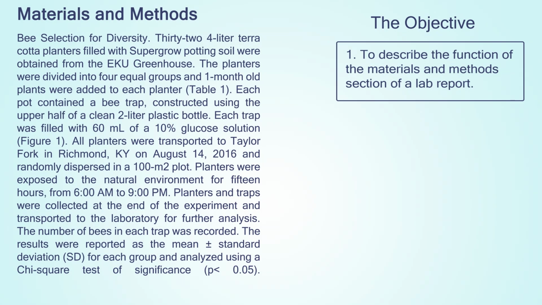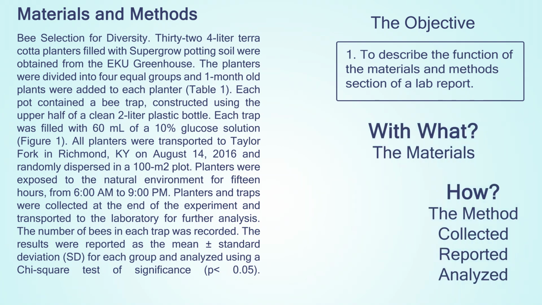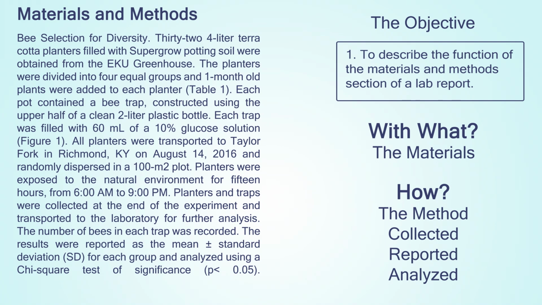The materials and methods section answers two primary questions. First, with what was the data collected? And second, how was the data collected, reported, and analyzed? Scientific studies also need this section in order to gauge whether or not the design of the experiment is good and whether or not the study is repeatable.